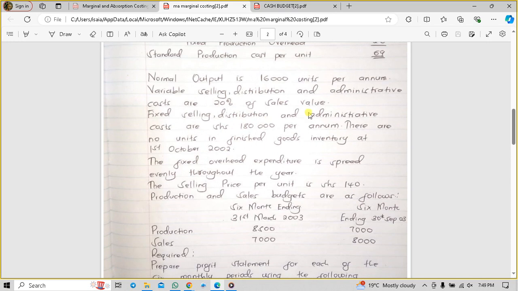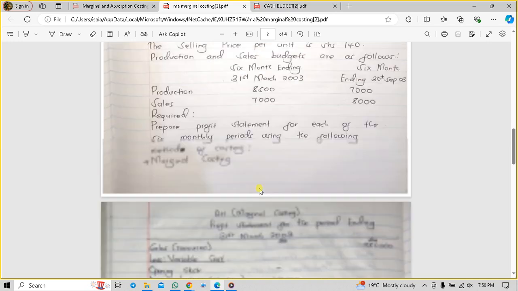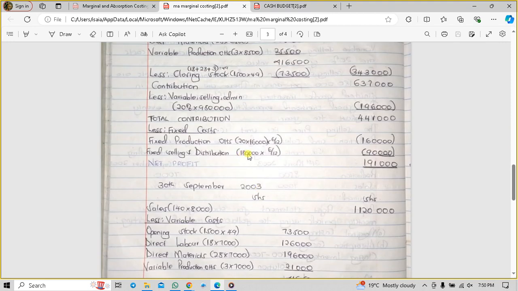For fixed selling and distribution costs, fixed selling, distribution and administrative costs are 180,000 per annum. So this is 180,000 for the whole year, but we want the fixed selling and distribution cost for the first 6 months. Therefore, we are going to say 180,000 for the whole year times 6/12 for us to have 90,000. From there, we subtract the total contribution minus the fixed cost for us to get the net profit. And this is the answer for the first 6 months.